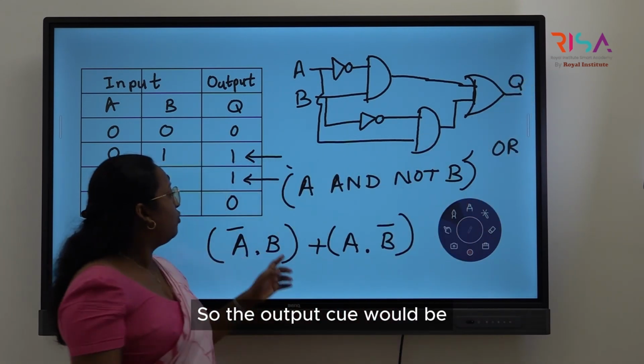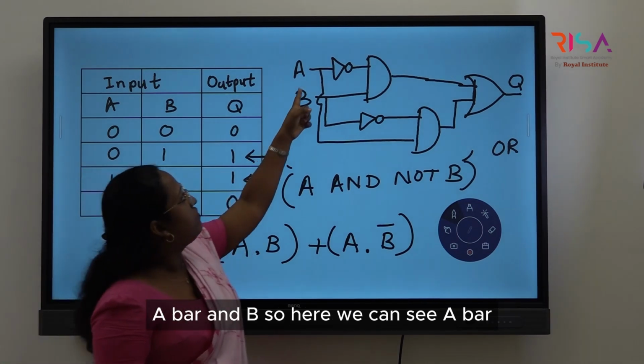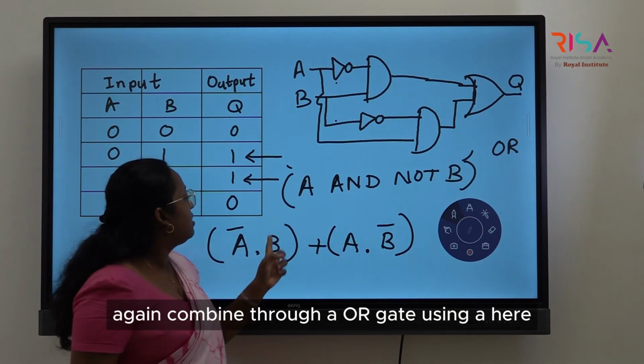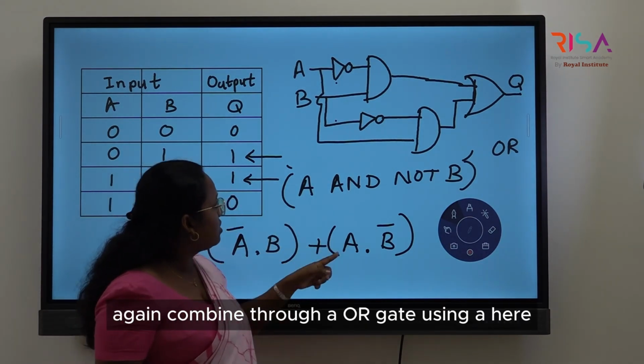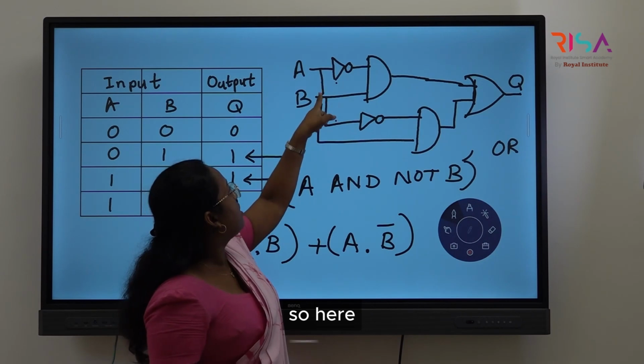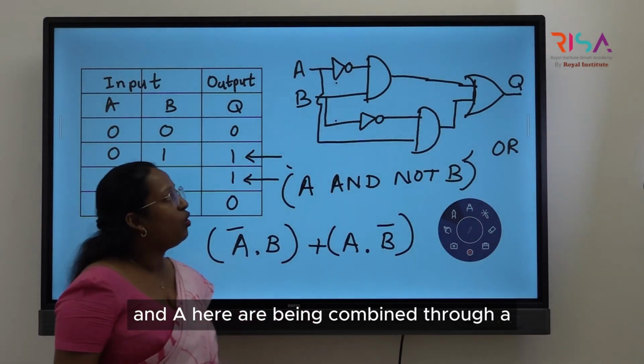So the output Q, if you look at the Boolean expression, would be A bar and B. Here we can see A bar, that means NOT A, and B, again combined through an OR gate with A and B bar. So here we can see B bar and A being combined through an OR gate.